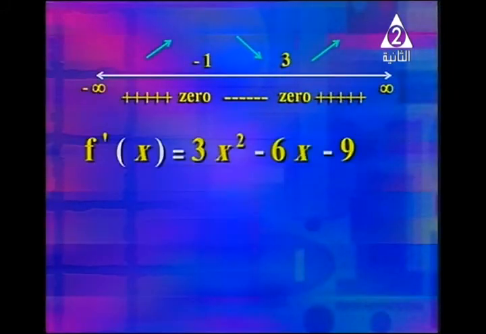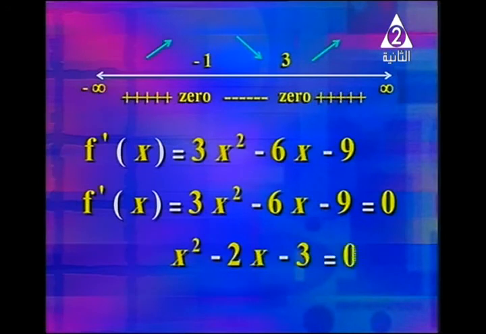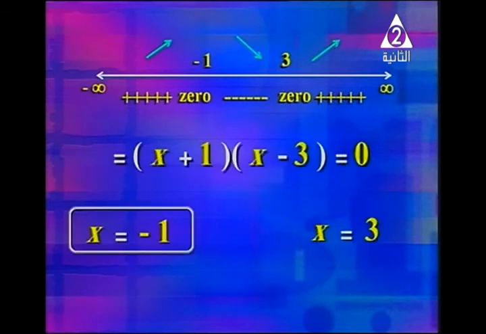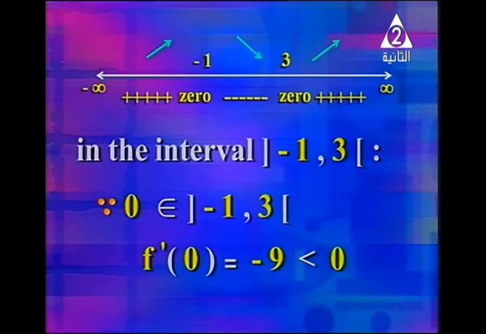Look at f'(x) = 3x^2 - 6x - 9. Set 3x^2 - 6x - 9 = 0, so x^2 - 2x - 3 = 0. By factoring, (x + 1)(x - 3) = 0, so x = -1, x = 3. Then the function is increasing on (-infinity, -1), decreasing on (-1, 3), and increasing on (3, infinity).